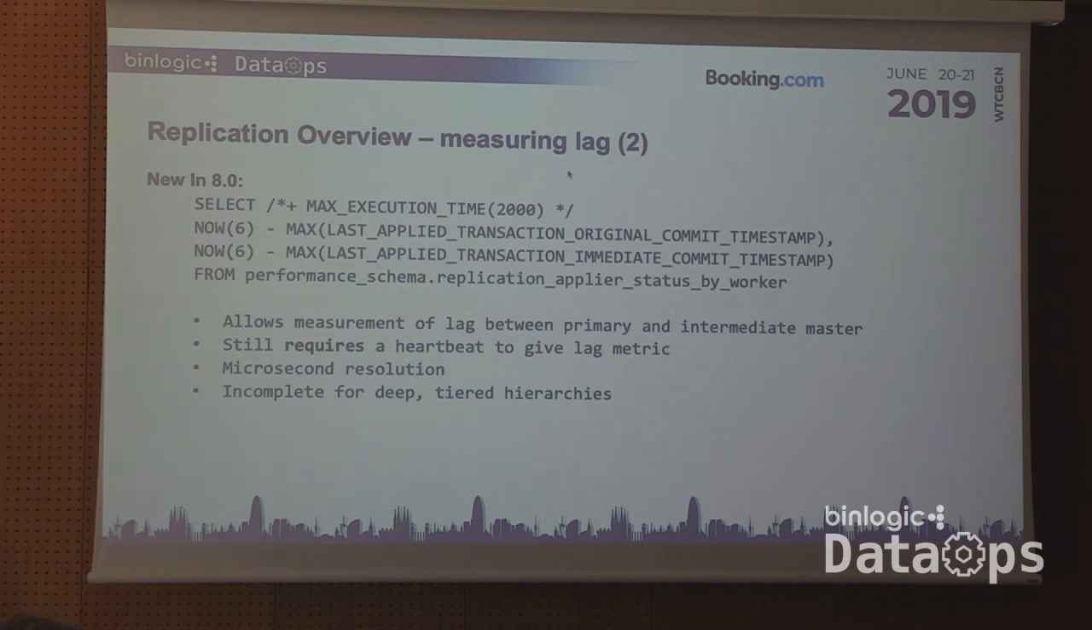In 8.0 there's a new feature which allows you to directly query the upstream master, the delay from the last transaction from the upstream master. That gives you microsecond resolution, which is nice. It also tells you if there is an intermediate master, the delay behind that. So you actually can see 2 tiers of replication delay if you have a tiered structure.